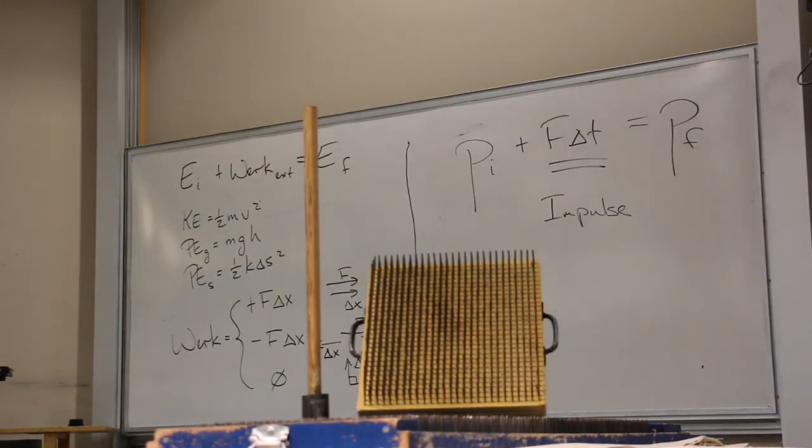Now, that formula of force times time only works when the force is uniform in time. If it's 50 newtons, 50 newtons, 50 newtons, 50 newtons, 50 newtons. But in most problems, that's not the way it is.